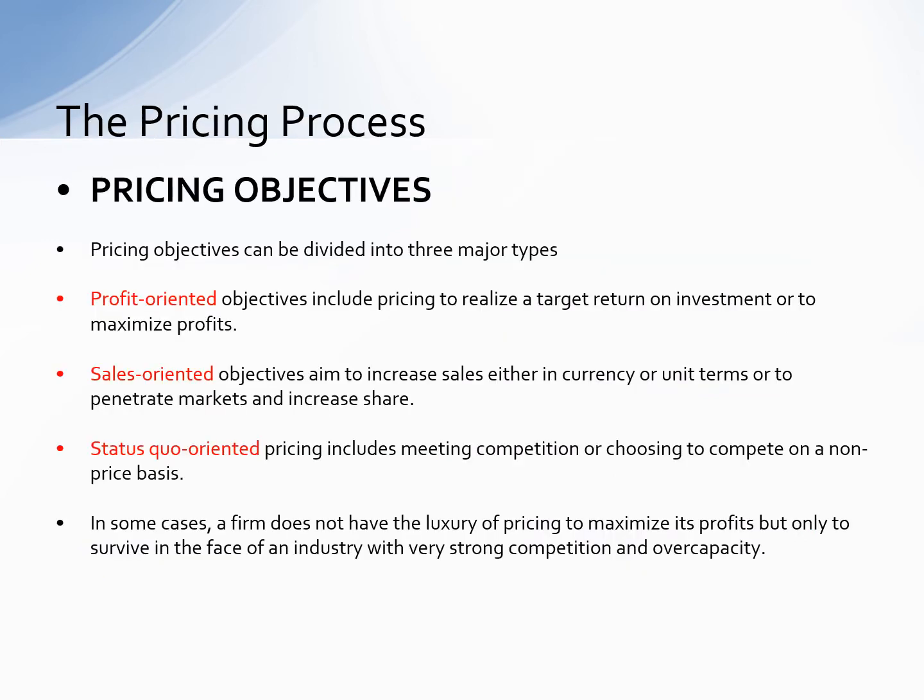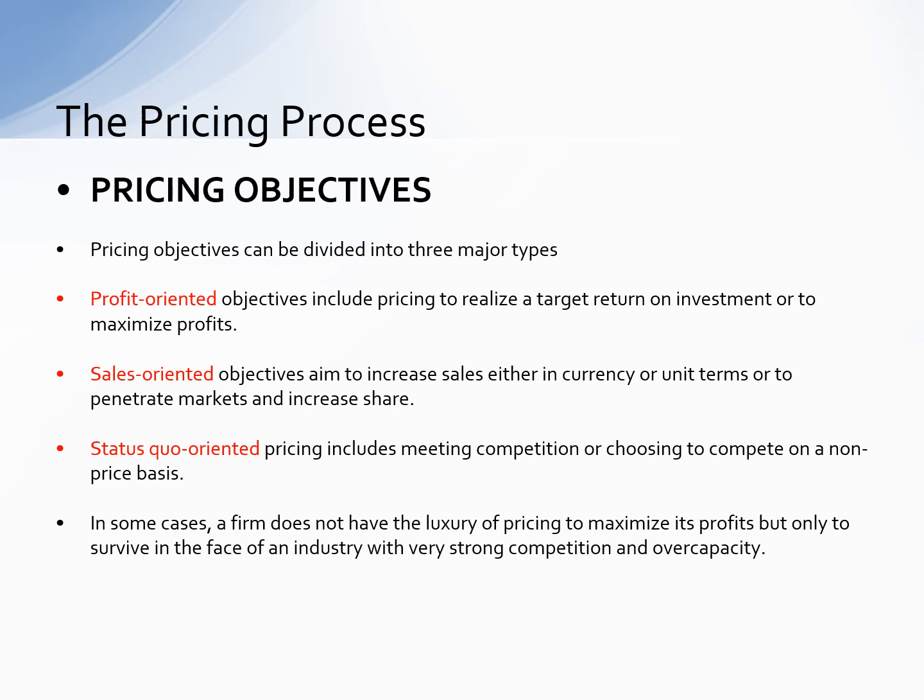The pricing process. The first one, pricing objectives. Pricing objectives can be divided into three major types: profit oriented, sales oriented, status quo oriented. Profit oriented objectives include pricing to realize a target return on investment or to maximize profits. I repeat it again. Profit oriented objectives include pricing to realize a target return on investment or to maximize profit.